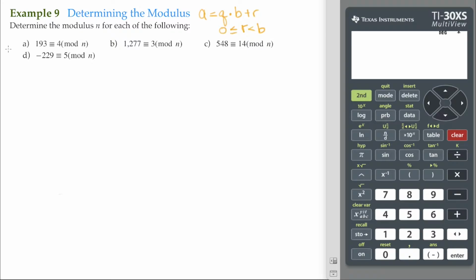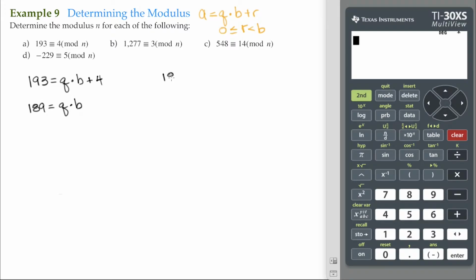So for the first one here, 193 is congruent to 4 mod N. We're going to write it in terms of the division algorithm. So I'm going to go 193. That's going to be equal to Q times B. That's our quotient and our modulus, plus our remainder. And our remainder is 4. Then we'll use a little bit of algebra. I'll subtract 4 from either side. So this will give us 189 is equal to Q times B.